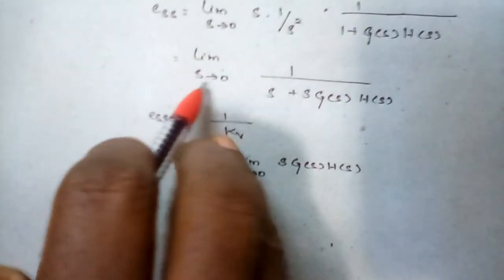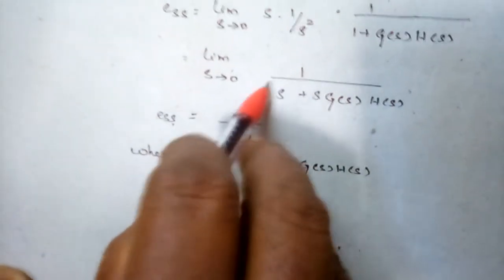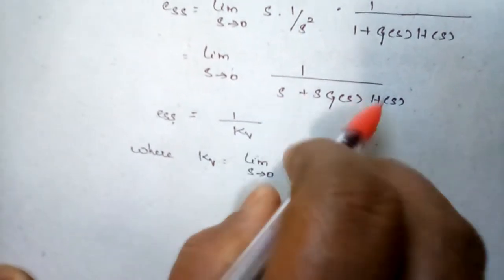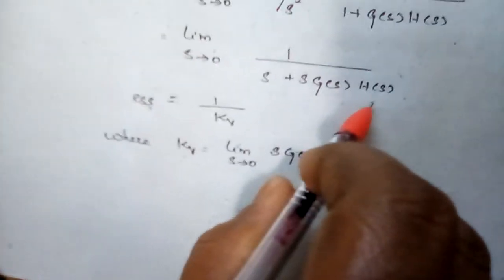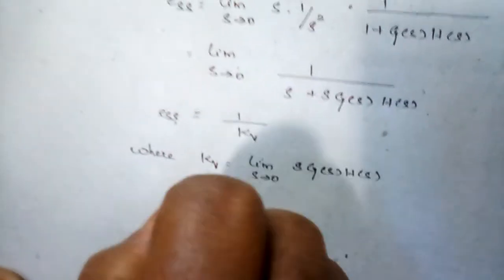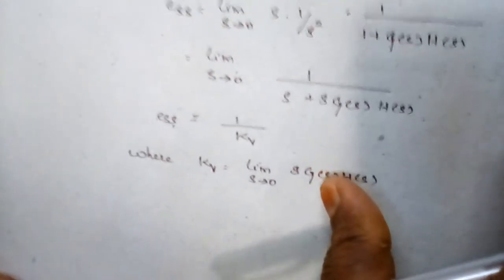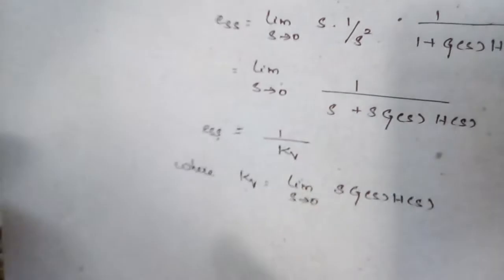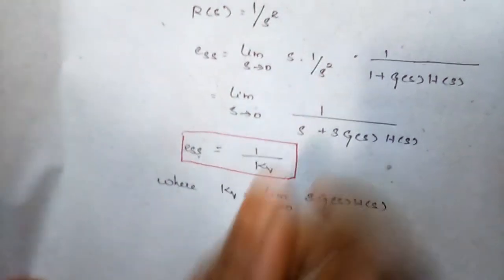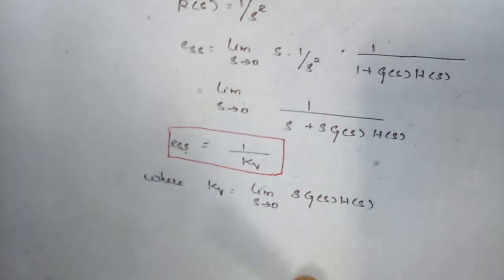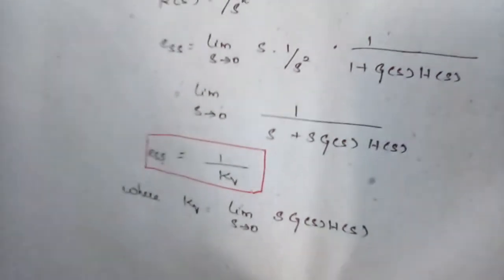I substitute 0 for the s term, and I consider this limit as Kv, that is, the velocity error coefficient. So the steady state error for this input is ESS equal to 1 divided by Kv. This is my steady state error for the provided input.